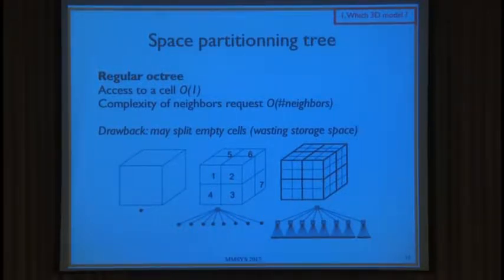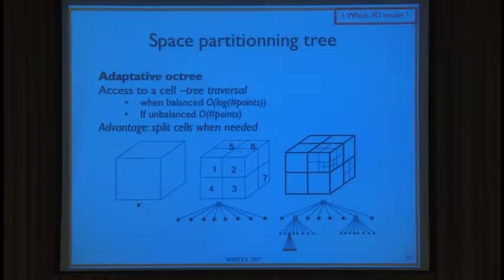So octrees, you probably know about them. You have a partition of the space. You have a square, and you split this square into 8 subsquares, and you have a regular octree if you split all the cells the same way. And if you have a regular octree, you can afford to have an access to any cell in constant time, which is very good, because now your request for neighbor is optimal. It's O of the number of neighbors you have. The drawback of that is that if you split uniformly, you may split in places where you actually do not have to.